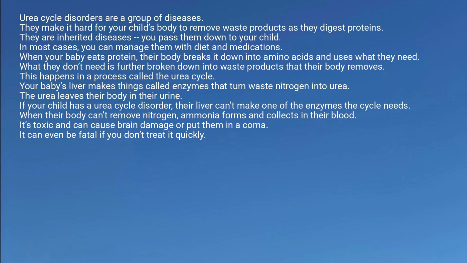If your child has a urea cycle disorder, their liver can't make one of the enzymes the cycle needs. When their body can't remove nitrogen, ammonia forms and collects in their blood. It's toxic and can cause brain damage or put them in a coma. It can even be fatal if you don't treat it quickly.